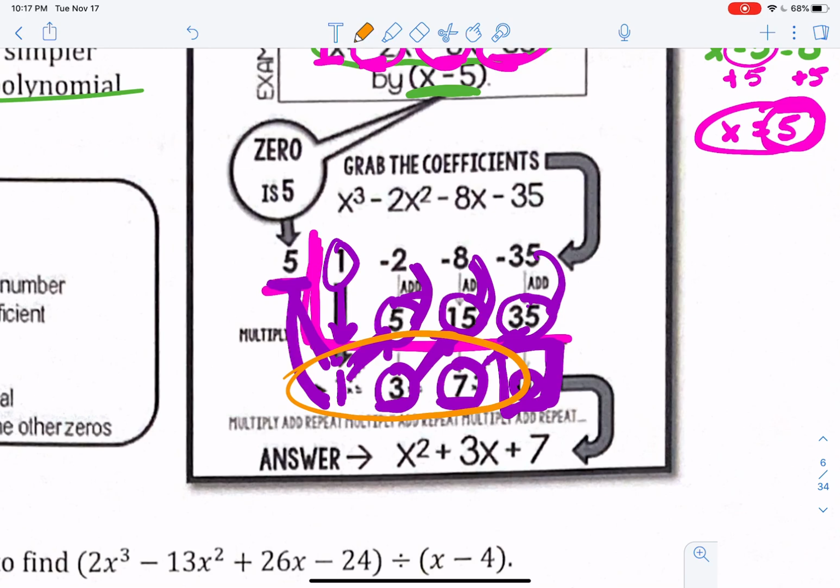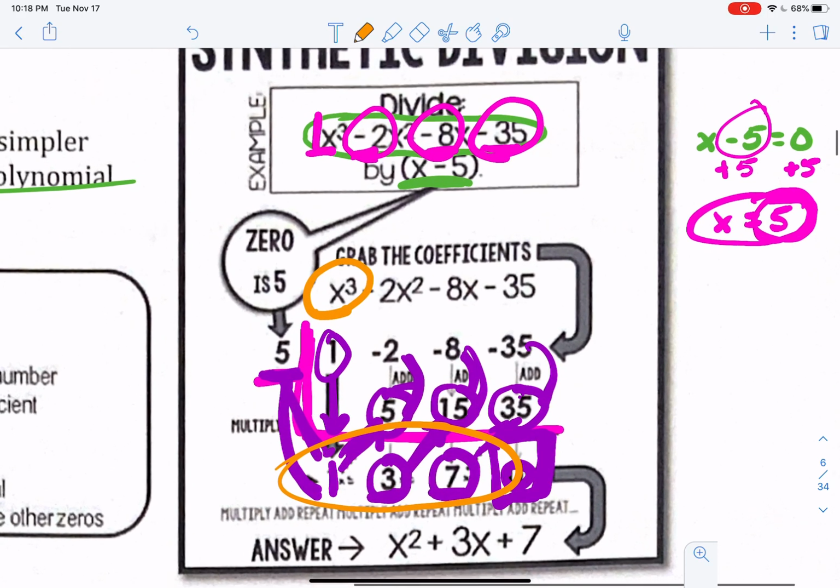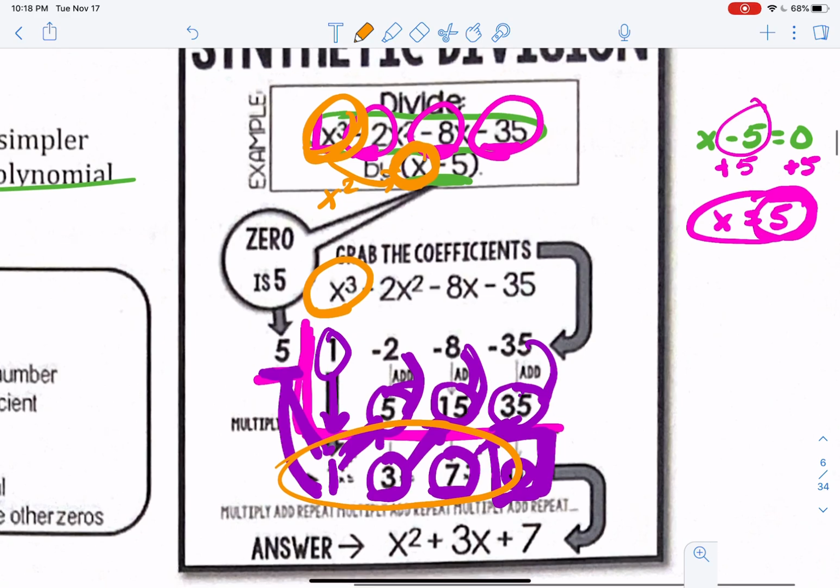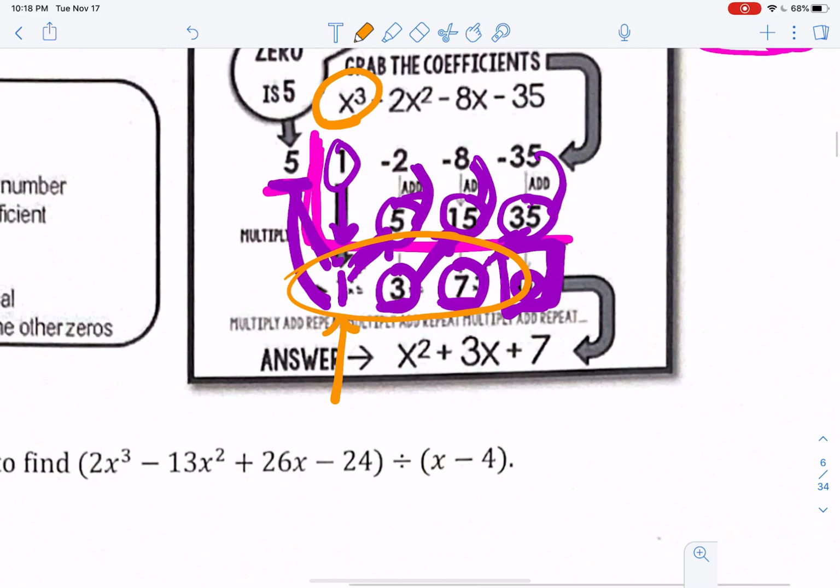So the way that I decide that is x to the third power. What I was doing is I was taking this x to the third power and dividing by an x to the first power. So when I'm dividing that out, I take that x to the third divided by x, and that will give me x squared. It's 1 less than the x to the third power. So this first number here will be my x squared number. Then I just go down from there. 3 is going to be my x number, and 7 is just going to be the number, okay?